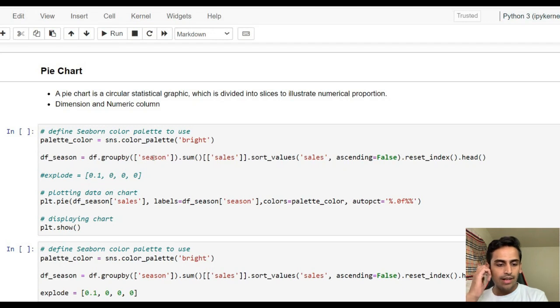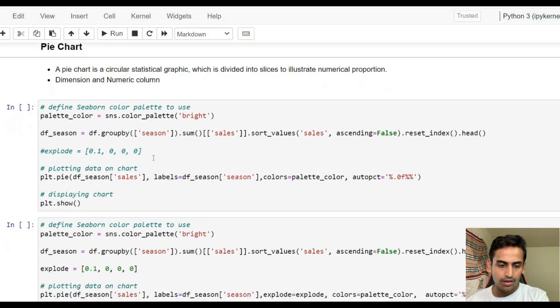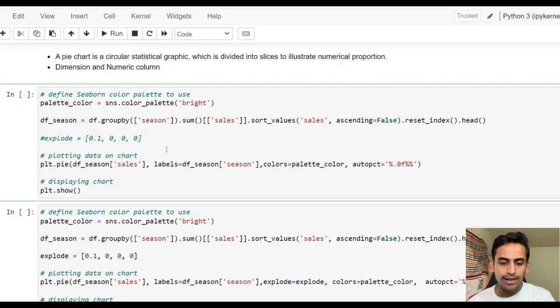The next is a pie chart. Pie chart is like a circular graph where we can divide our dimensions, which can tell us what is the numerical proportion of each of them. So let me plot it and I can explain you.